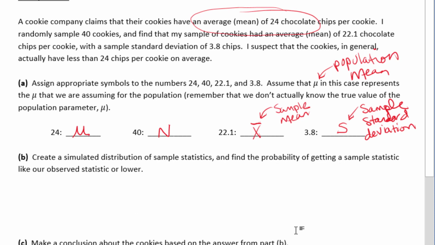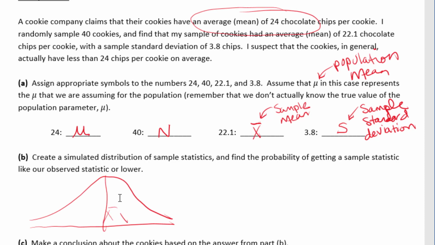Part B asks us to create a simulated distribution of sample statistics for this problem, and then we'll find the probability of getting a sample statistic like our sample statistic or lower. So we need to create a distribution of sample means, which we know will be roughly normally distributed. Right? It's going to be a bunch of little dots, and each dot will be telling us, these are the sorts of sample means you would expect to get if it were true that the population mean were 24. So it's going to be centered at around mu equals 24, the population parameter.